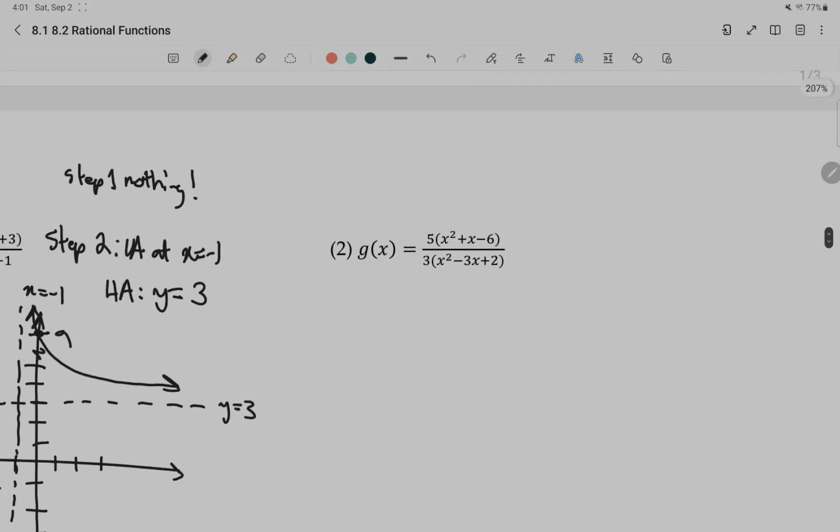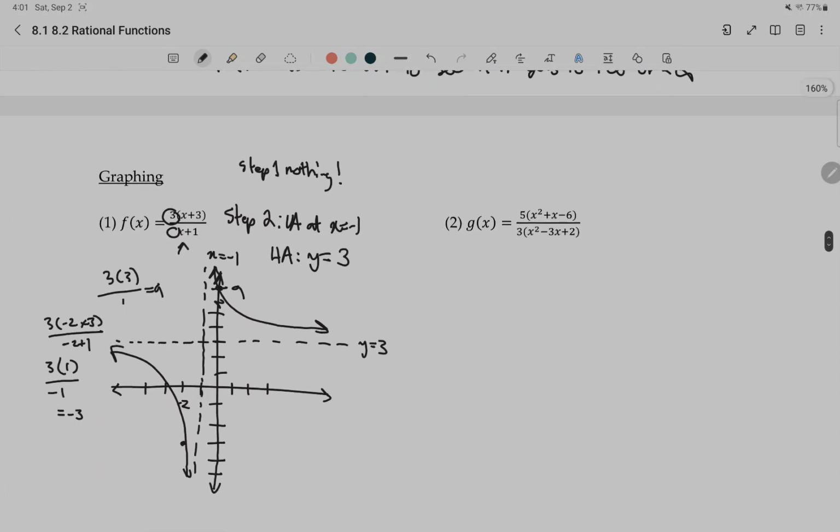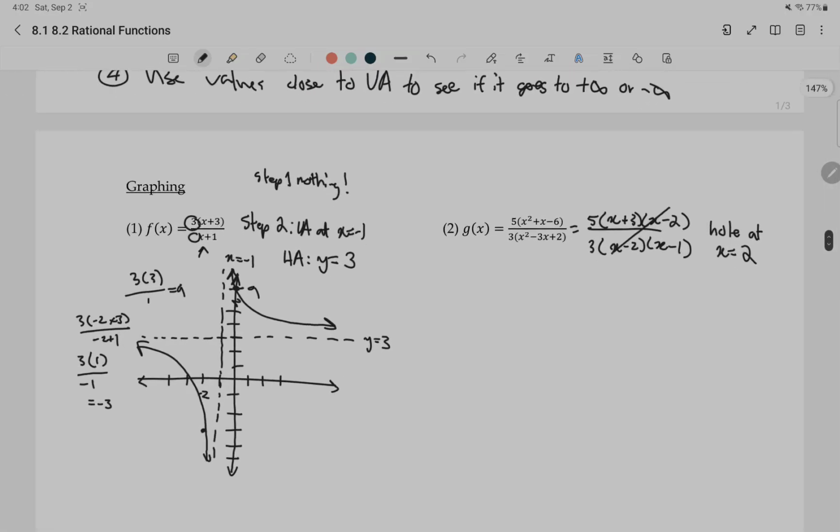All right, let's move on to number 2. So step 1, factor. And it looks like we can in this case. So this is going to be equal to 5 times x plus 3, x minus 2. And this one's going to be 3 times x minus 2, x minus 1. And it looks like we can cancel something. So we're going to have a hole at x equals 2. And let's see, we have a 0 here and a horizontal asymptote. Actually, vertical asymptote, that is my bad.